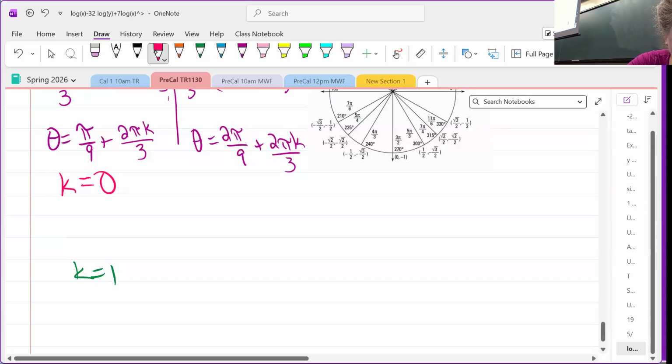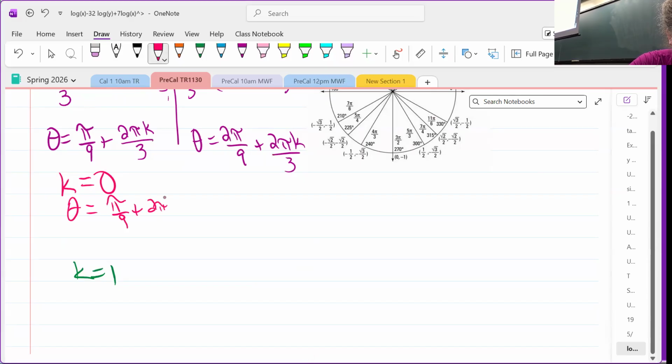So with k equals 0, theta equals pi over 9 plus 2 pi times 0 over 3. Well, that's just pi over 9. So there is our first solution. Likewise, our other formula is going to produce 2 pi over 9 plus 0.